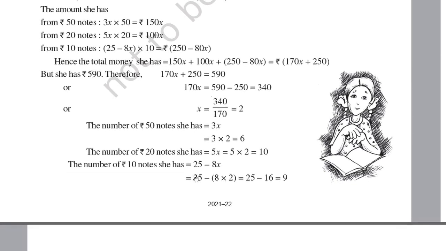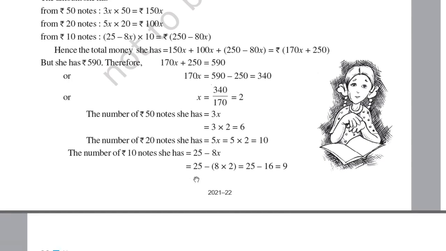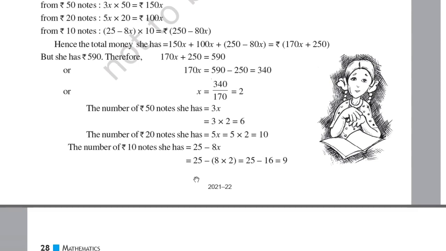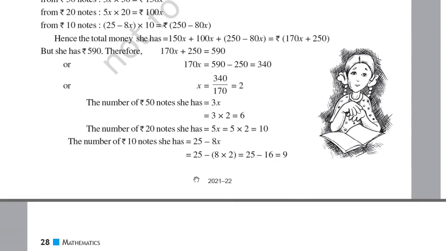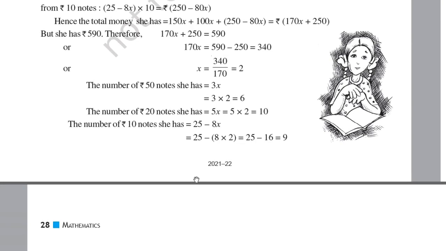So the number of 50 rupee notes she has is 3x. The value of x has come as 2, so 3 into 2 is equal to 6. The number of 20 rupee notes she has, 5x, is equal to 5 into 2, which is equal to 10. So the number of 10 rupee notes she has is 25 minus 8x. Here they have taken 10 as common. So you can see here 25 minus 8 into 2 is equal to 16. So you get 25 minus 16 is equal to 9.